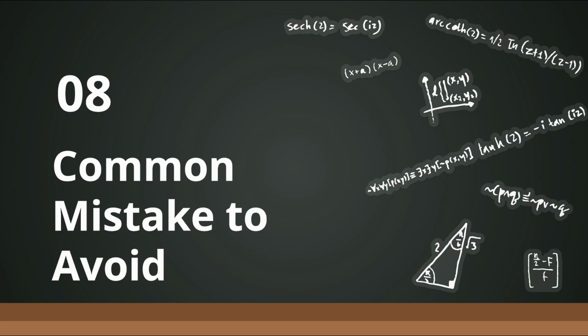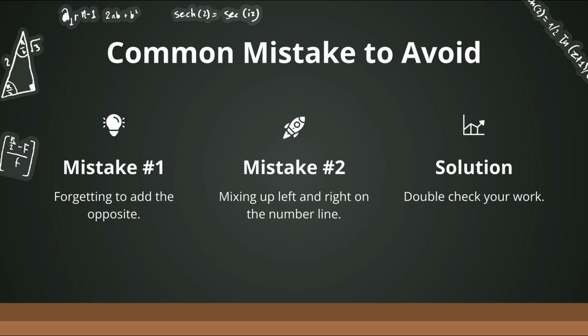Common mistakes to avoid. Now let's talk about common mistakes when subtracting integers. First, of course, mixing up the signs. Always remember to change the subtraction to addition and use the opposite. The second mistake is forgetting to move left or right correctly on the number line. The solution is pretty easy: just double check your work and don't rush. With practice, this will get easier, I promise.